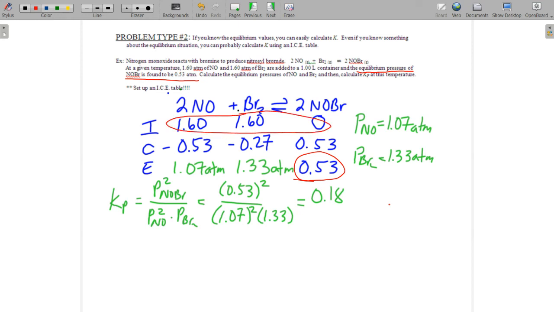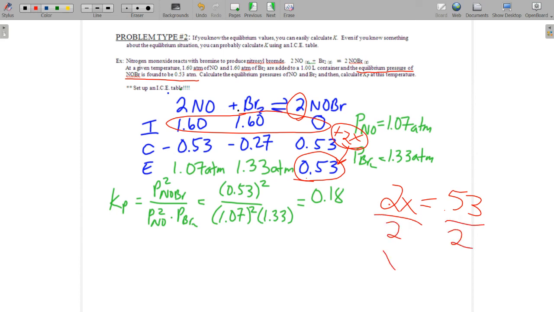So we know that the reaction is going to go in the forward direction. And they told us this part of the reaction. So what we have to do is work backwards. And so we know that if this is a plus 2x, then 2x is 0.53. To go from here to here, we added 2x. So if 2x equals 0.53, you could then solve for x. Divide by 2, and you've got that x equals 0.27.